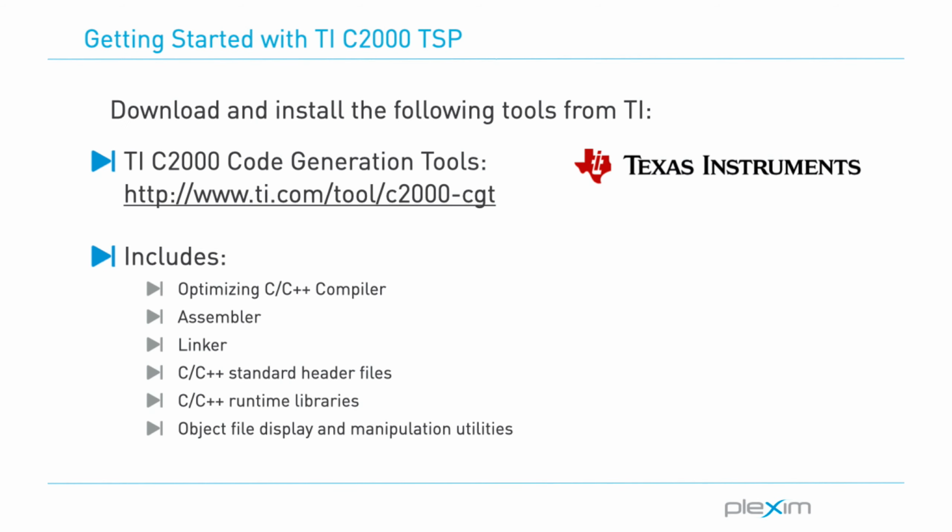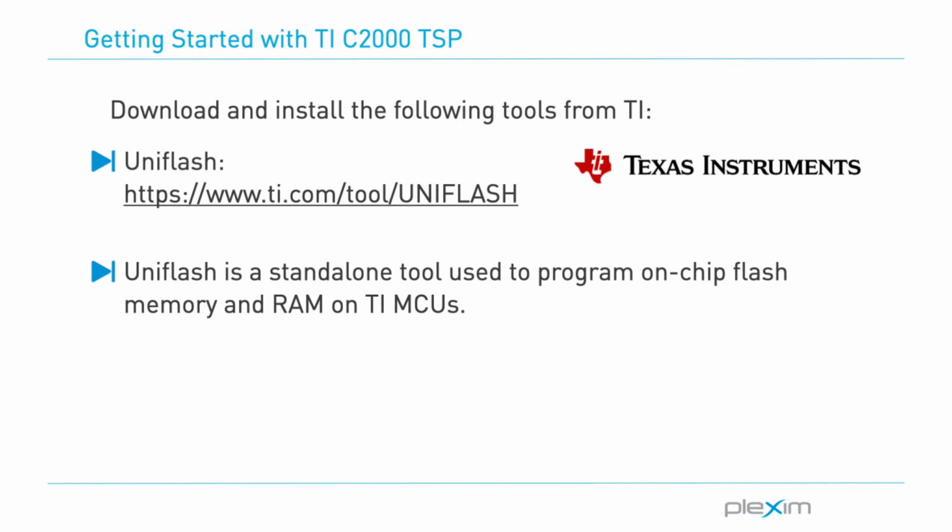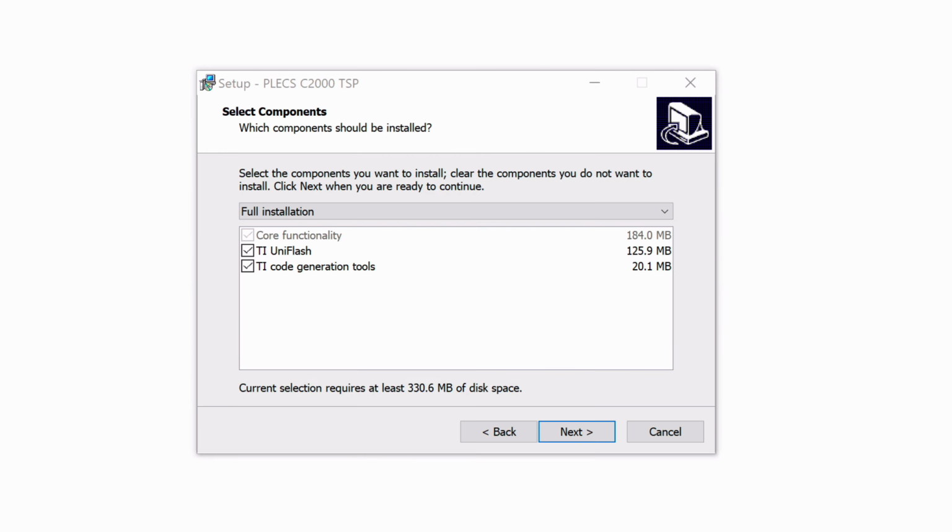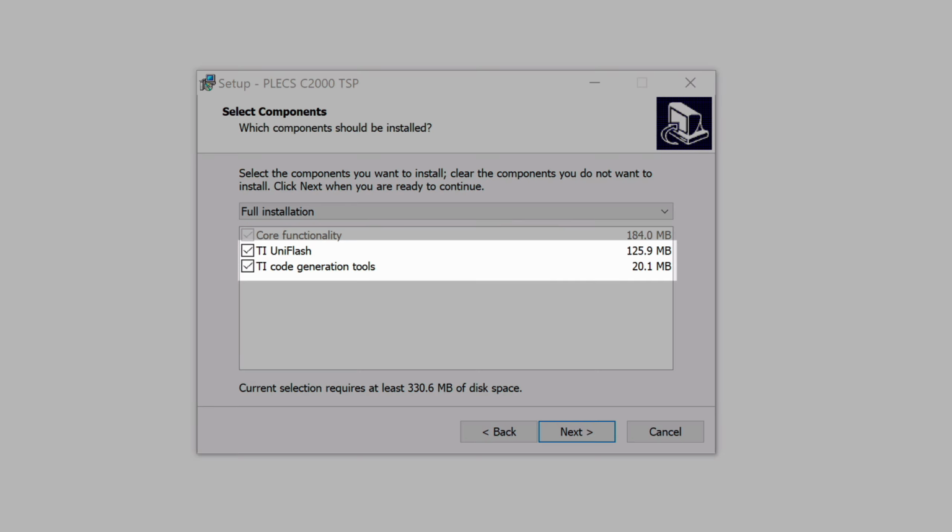To deploy to the MCU directly from PLECS, two standalone tools available from TI need to be installed. The first one is C2000 Code Generation Tools. The CGT includes a compiler, assembler, linker, and additional tools to build C or C++ applications for the C2000 family of MCUs. And the second tool used is UniFlash. UniFlash is a tool to program the on-chip flash memory as well as RAM of TI MCUs. If you used the installer executable in the setup process earlier, then these tools should have already been installed.